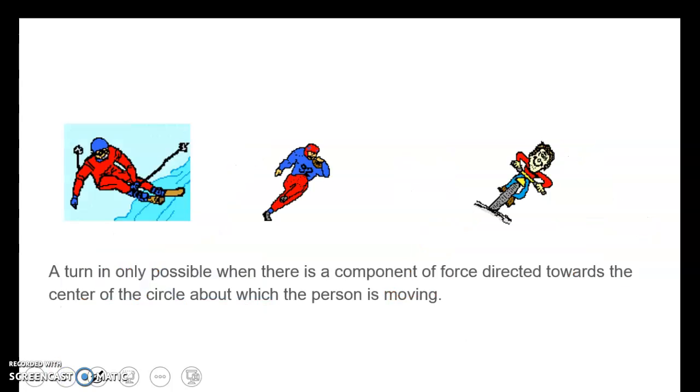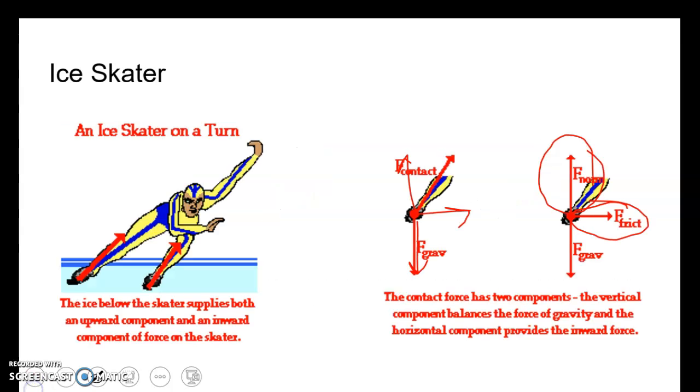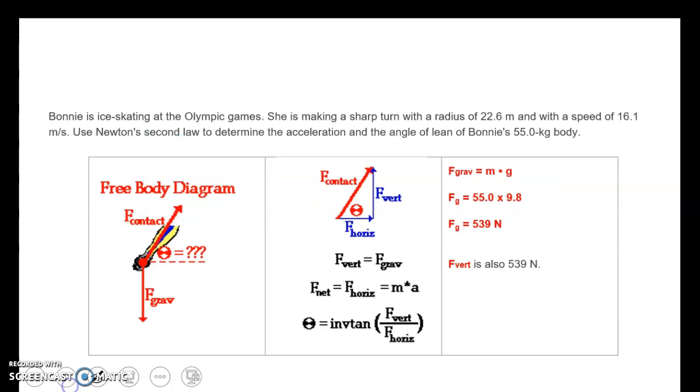A turn is only possible when there's a component of force directing inward towards the center of the circle. So in this case, friction. Here's an ice skater making a sharp turn. The radius is 22.6 meters, speed 16.1. We want to find the angle of acceleration, or the angle of the lean, for a 55 kilogram skater.